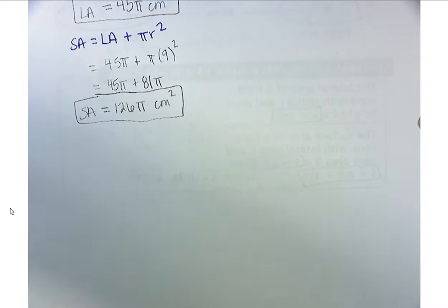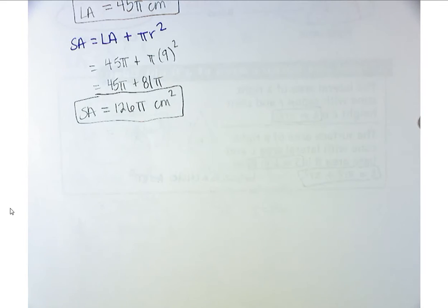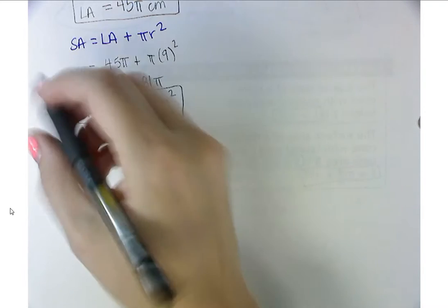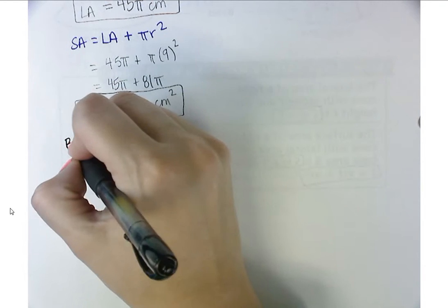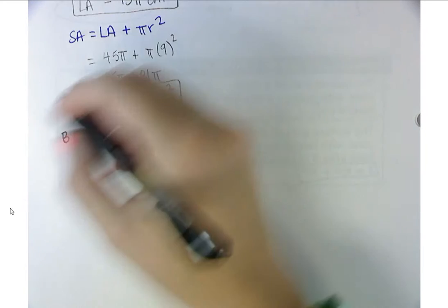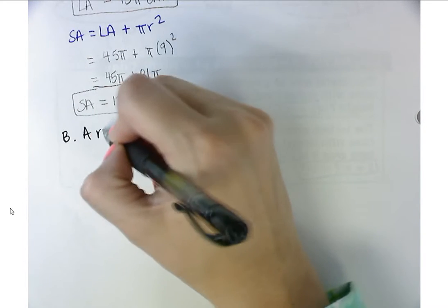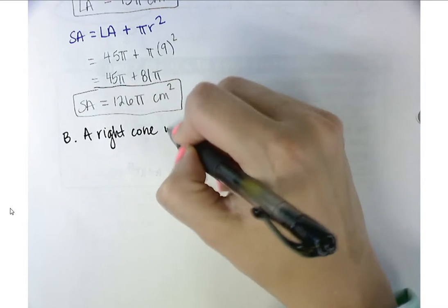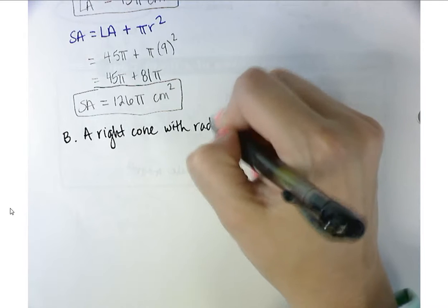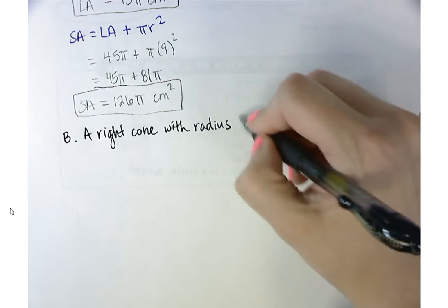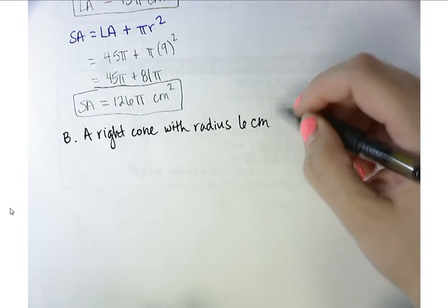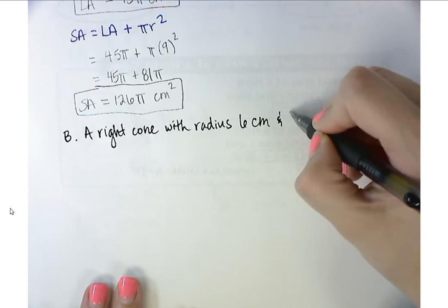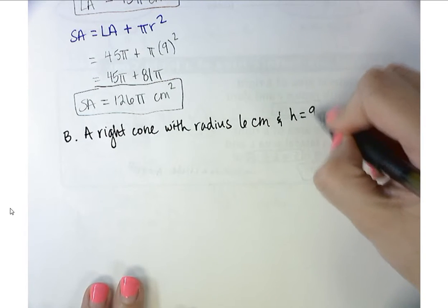Okay, now those ones were nice because we had everything that we needed, but that's not always going to happen. Okay, so for part B, we have a right cone with radius 6 centimeters and height 9 centimeters.